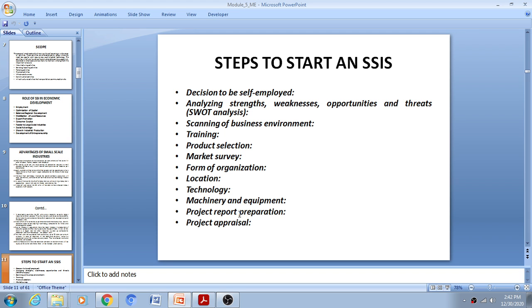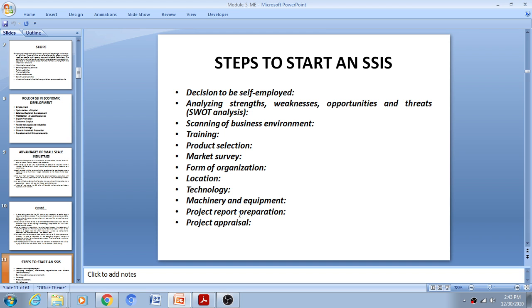The next one is scanning of business environment. Once you have decided on the strengths, weaknesses, opportunities and threats, the next step is you need to have in-depth knowledge of the business environment in which you're trying to establish a small scale industry. Right? The next one is training.